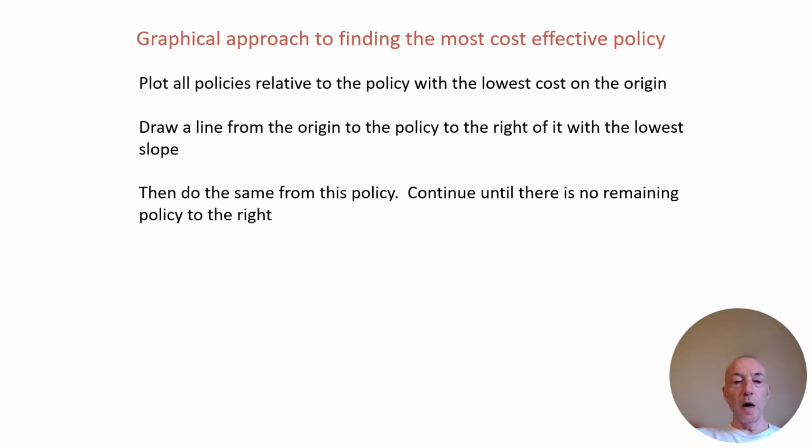Now, the approach I described, whereby we take out the policies which are dominated and we find the cost effective frontier, might sound quite complicated. But there is a graphical approach to finding the most cost-effective policy. So what you do is plot all policies on your cost-effectiveness plane relative to the policy with the lowest cost on the origin. Then you draw a line from the origin to the policy to the right of it with the lowest slope. And then you do the same from this policy. And you continue until there's no remaining policy to the right.